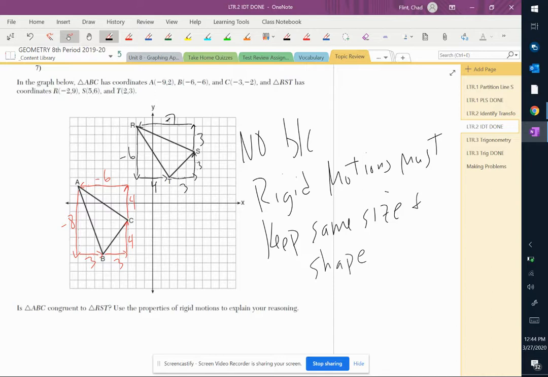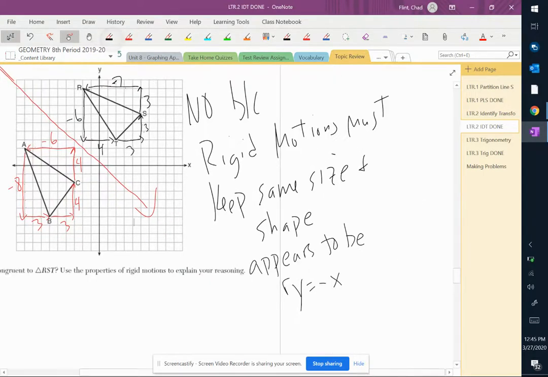And it looks like this is something that I could put on there. It looks like it's a reflection over the line y equals negative x, which is this line right here. And it clearly did happen for two of the points, but B and S don't match up. So B and S are not correct for that.